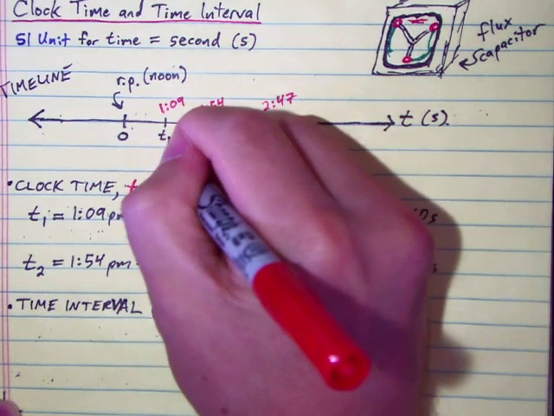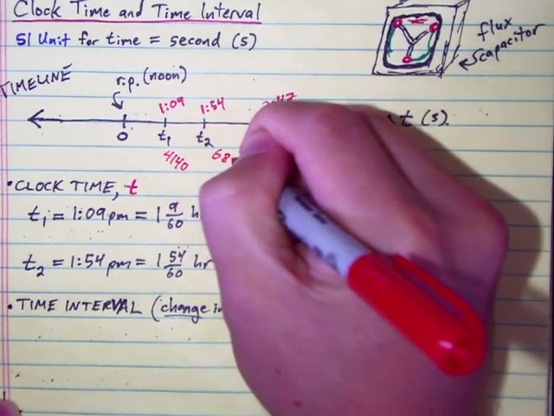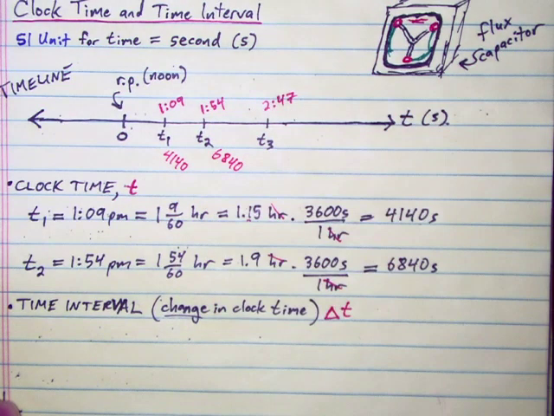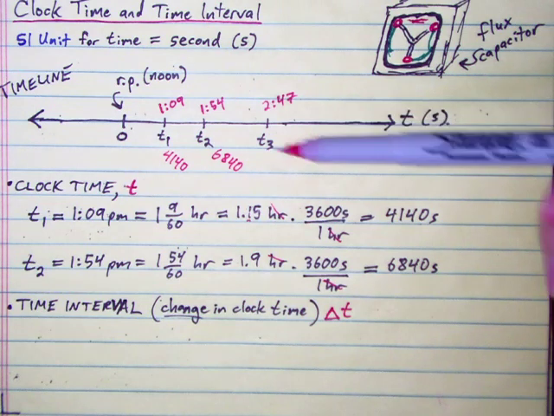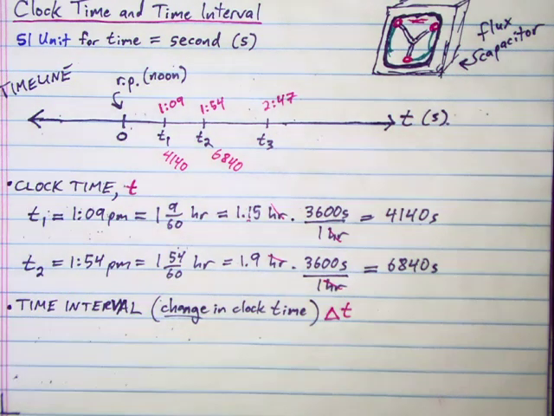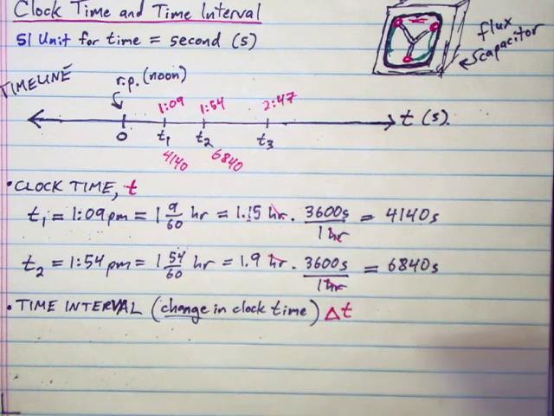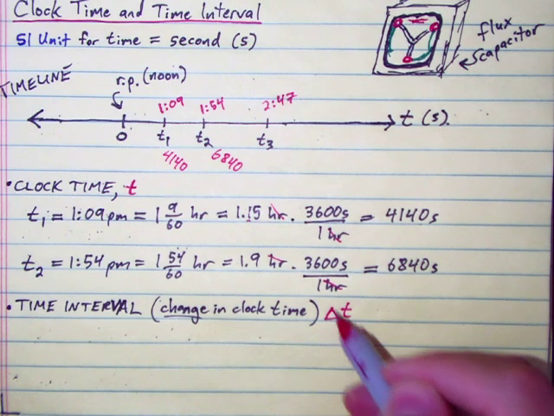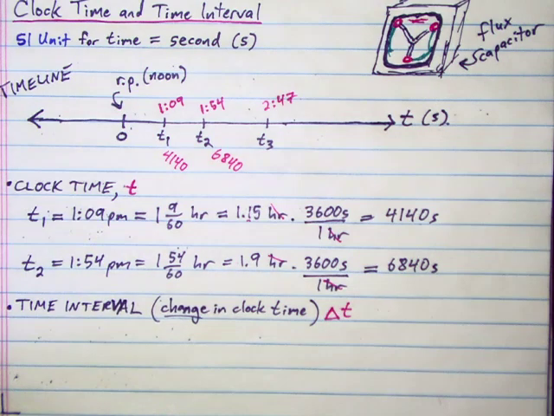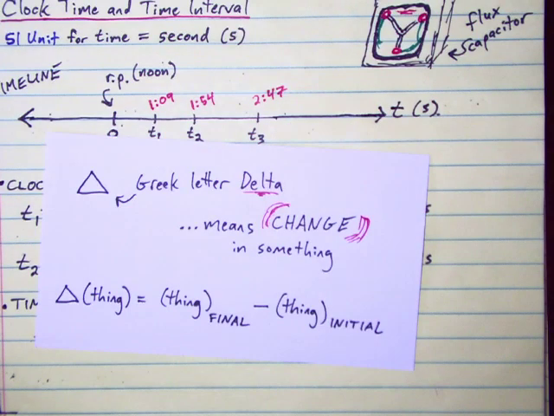So let's mark these on here. Time T1 is 4140 seconds after noon. T2 is 6840 seconds after noon. All right, I'll leave you to figure out T3 in seconds. Next idea is time interval. That's the change in the time on a clock, and we represent it by this symbol, delta T. This triangle is the Greek letter delta, which we use very often. Delta means a change in something.